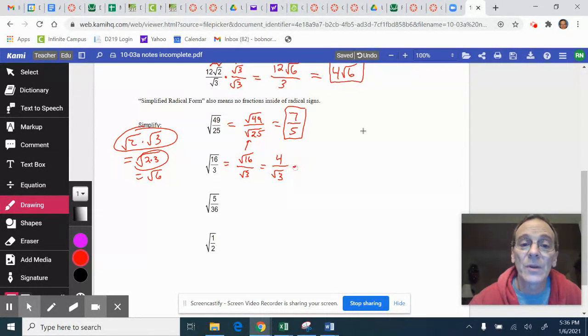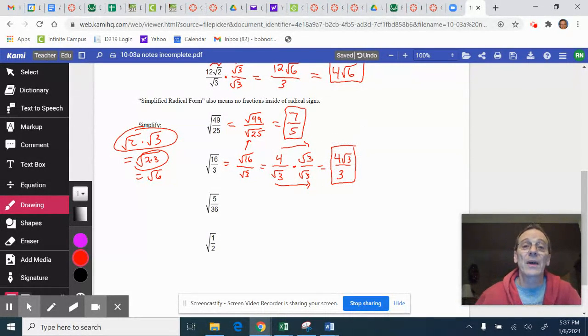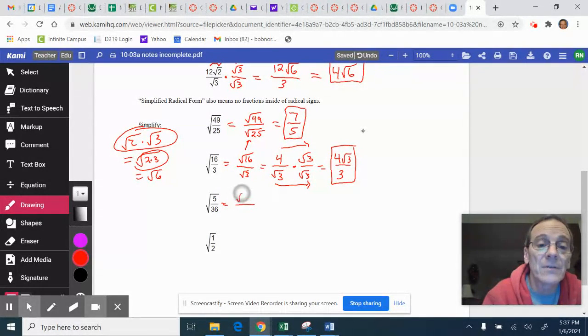Okay, now we got to do what we did at the top half of this page, which is multiply by square root of 3 over square root of 3. Multiply straight across and you get 4 radical 3 over square root of 3 times the square root of 3 is 3. And that can't be simplified anymore. Okay. Same first step here, split it up into the fraction of separate square roots.